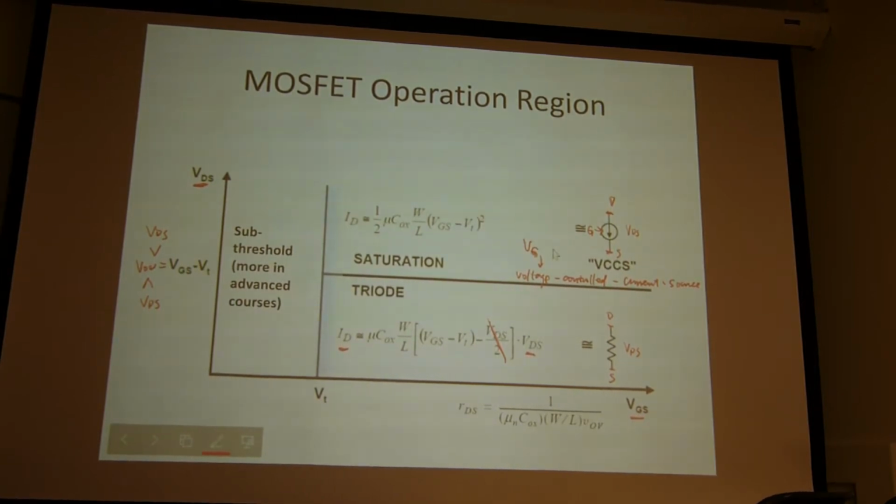In saturation, the transistor is more like a voltage-controlled current source. If VDS is smaller than the VOV, then the transistor is in the triode region. We said the transistor can be approximated as a resistor if the VDS is very small, and the resistor's resistance is given by this formula.